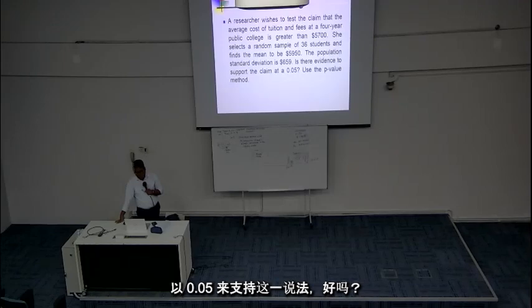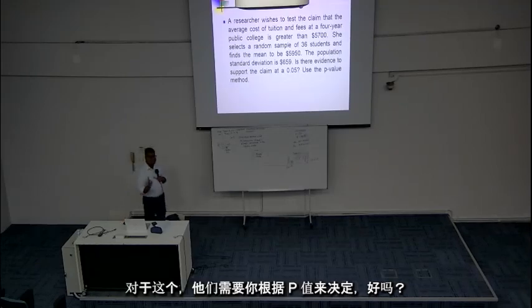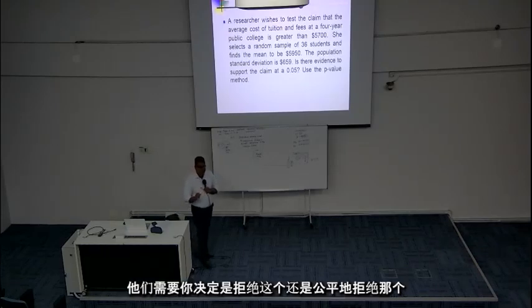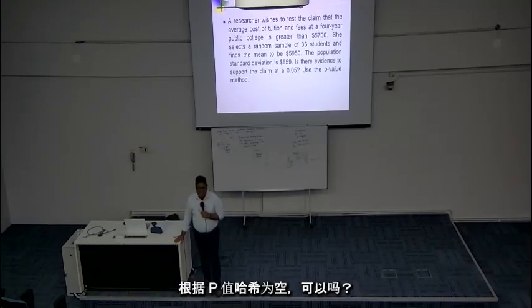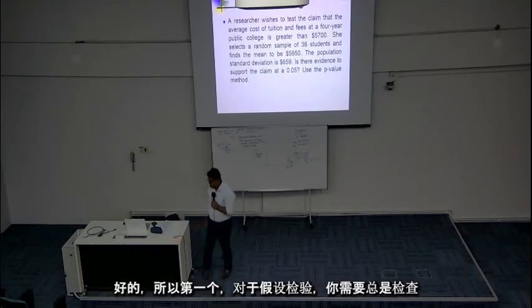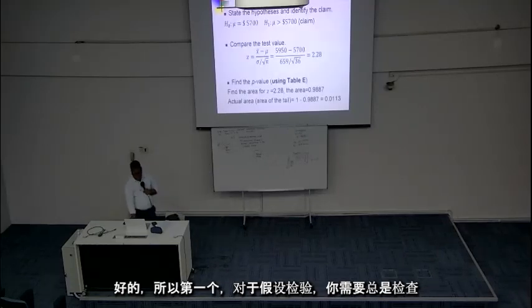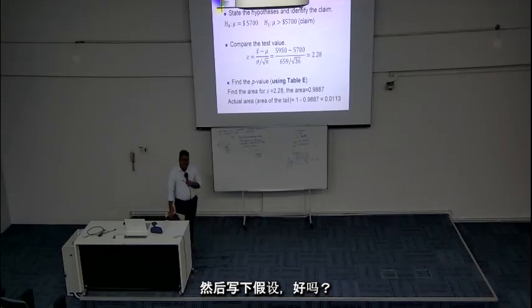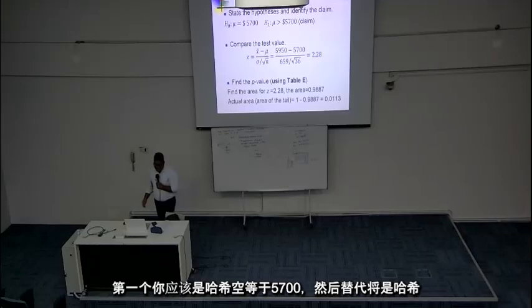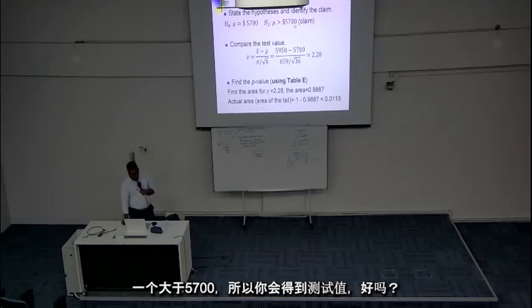Is there evidence to support the claim at 0.05? For this one, they need you to decide based on the p-value, either we reject or fail to reject the null hypothesis based on the p-value. So for the hypothesis testing, you always need to write the hypotheses. The null is H0 equal to 5700, and the alternative H1 is more than 5700.